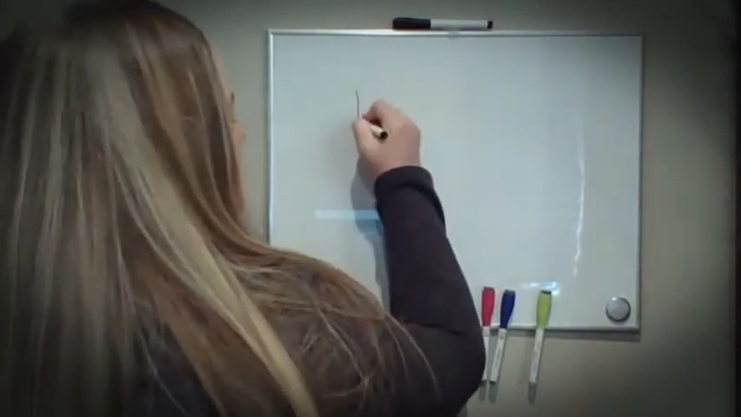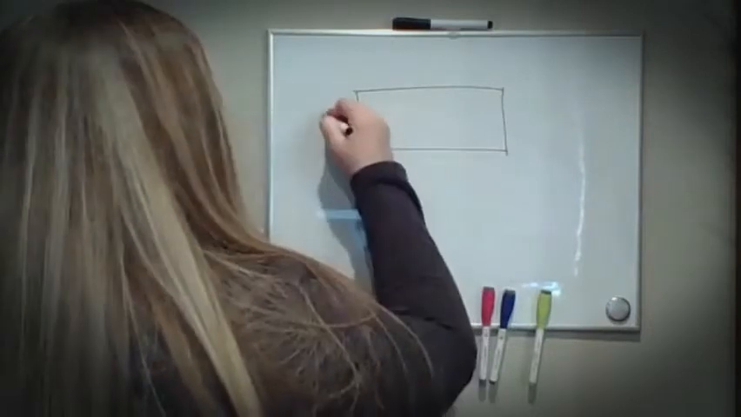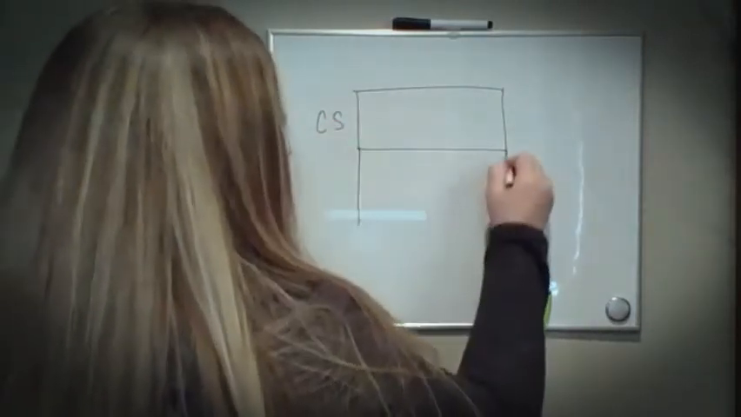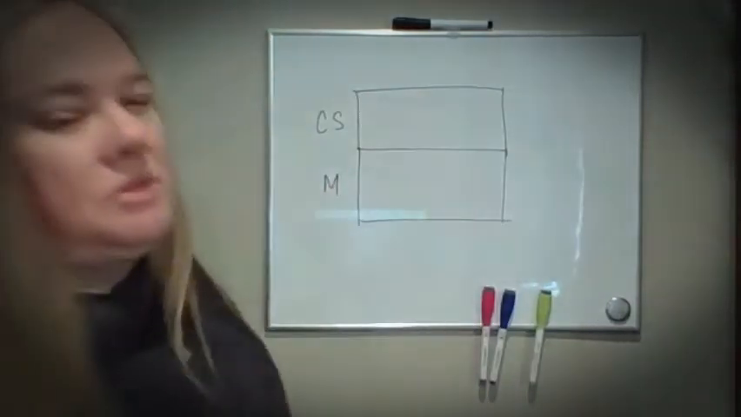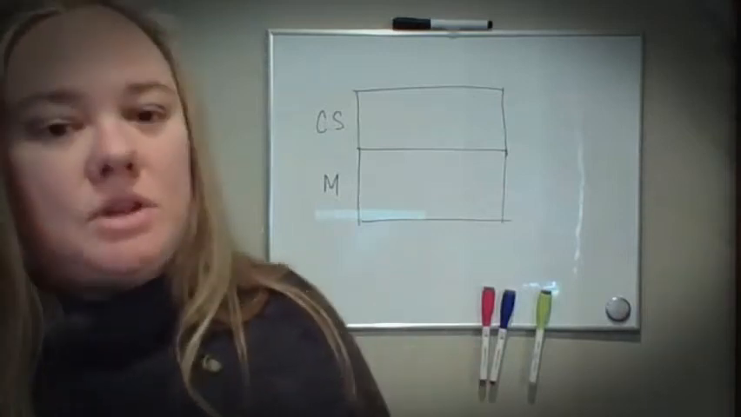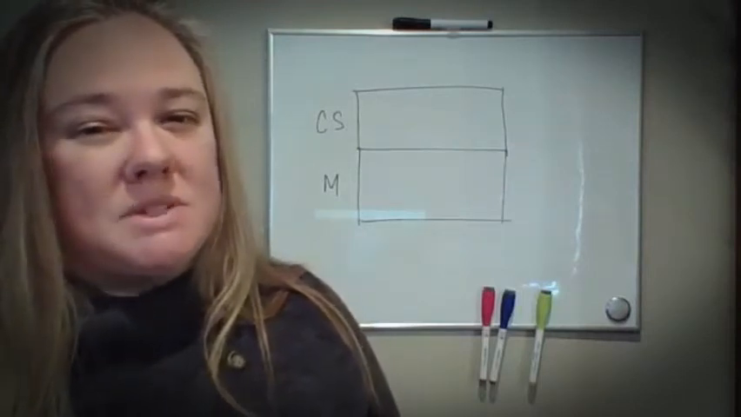So if I have chocolate syrup, this is going to be chocolate syrup, and this is going to be milk. This is really important when you're looking at ratios to make sure that you are keeping your units with your numbers, okay? So chocolate syrup is going to be 6.